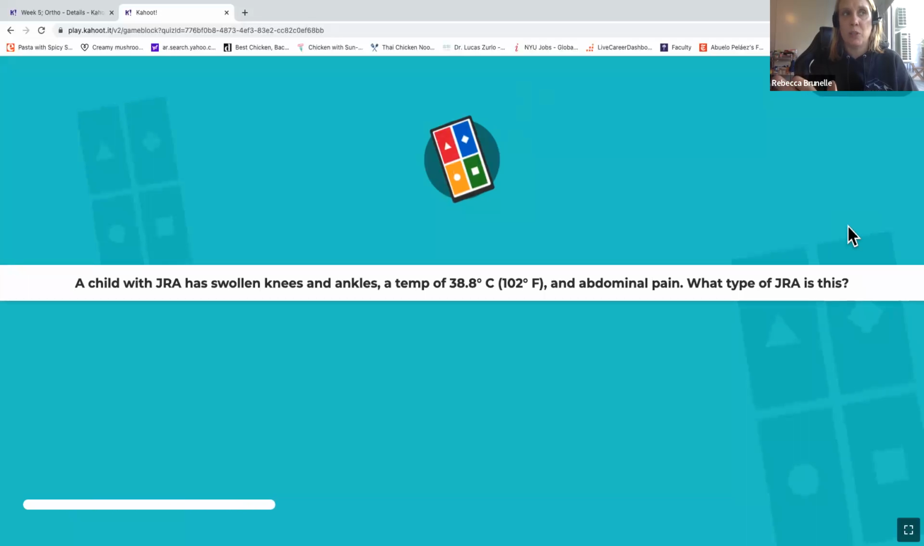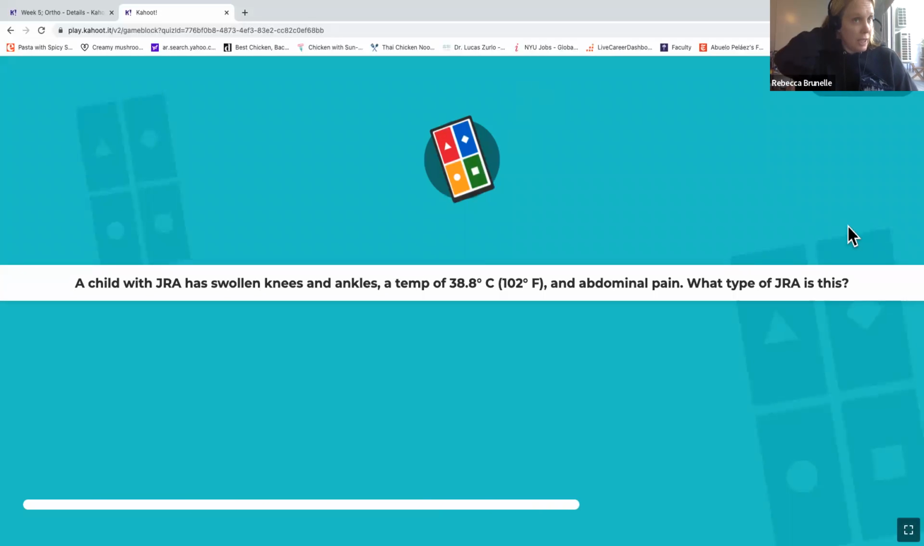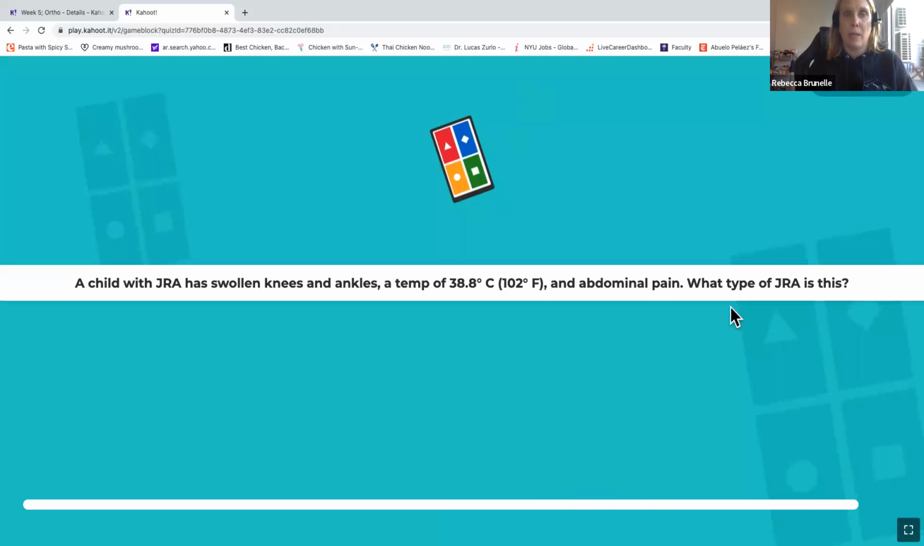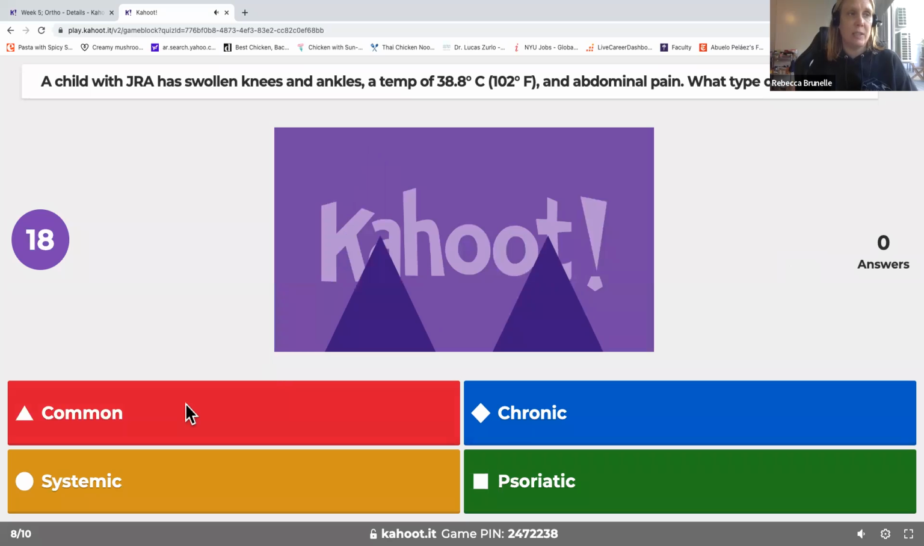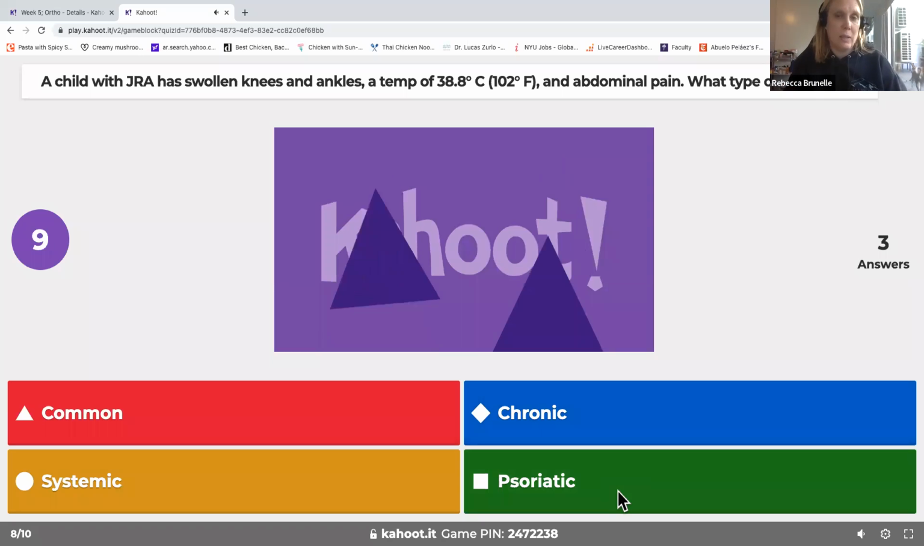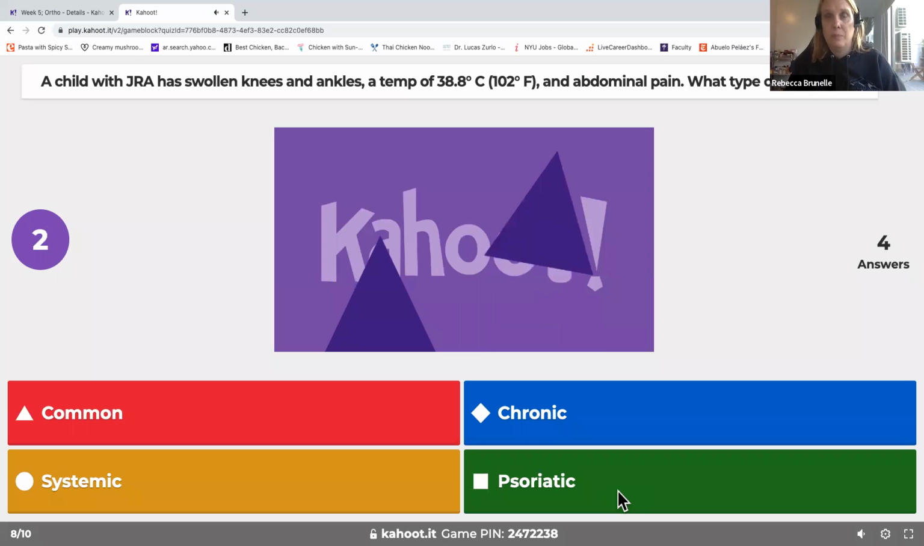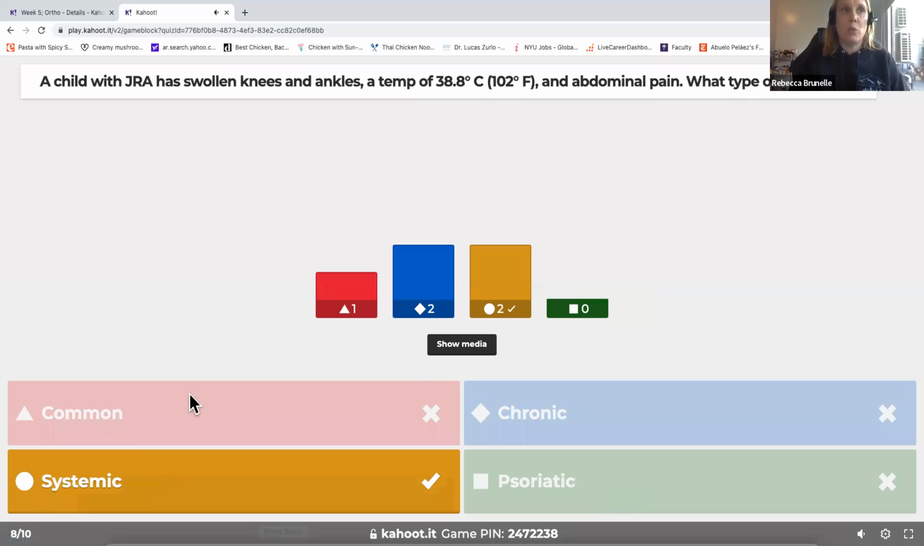So a child with juvenile rheumatoid arthritis has swollen knees and ankles, a temp of 38.8, and abdominal pain. What type of juvenile arthritis is this? Common, systemic, chronic, or psoriatic? So it is systemic. In terms of systemic, also called acute febrile, this is the high fever. It's not just the joints that are involved, it also involves abdominal pain and high fever, systemic being throughout the body.